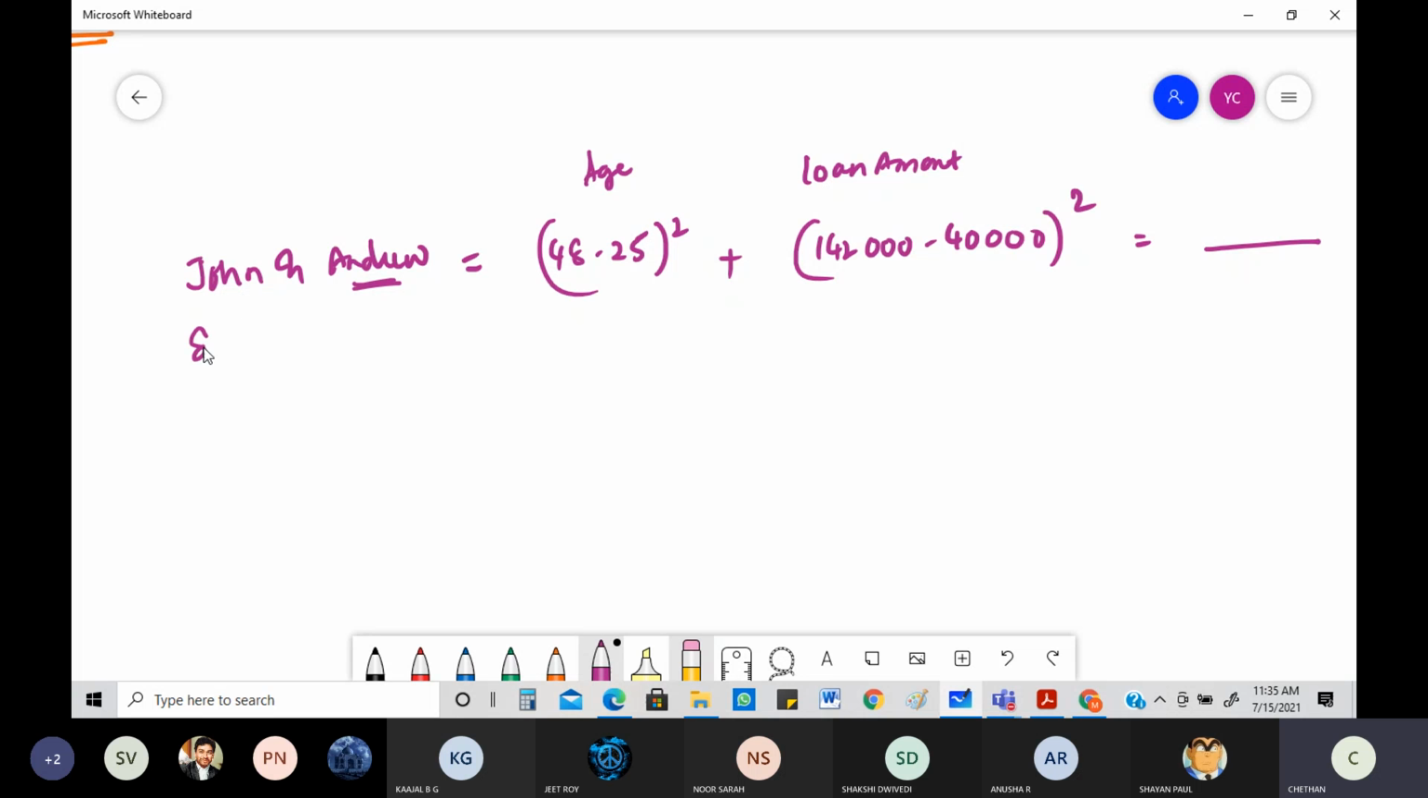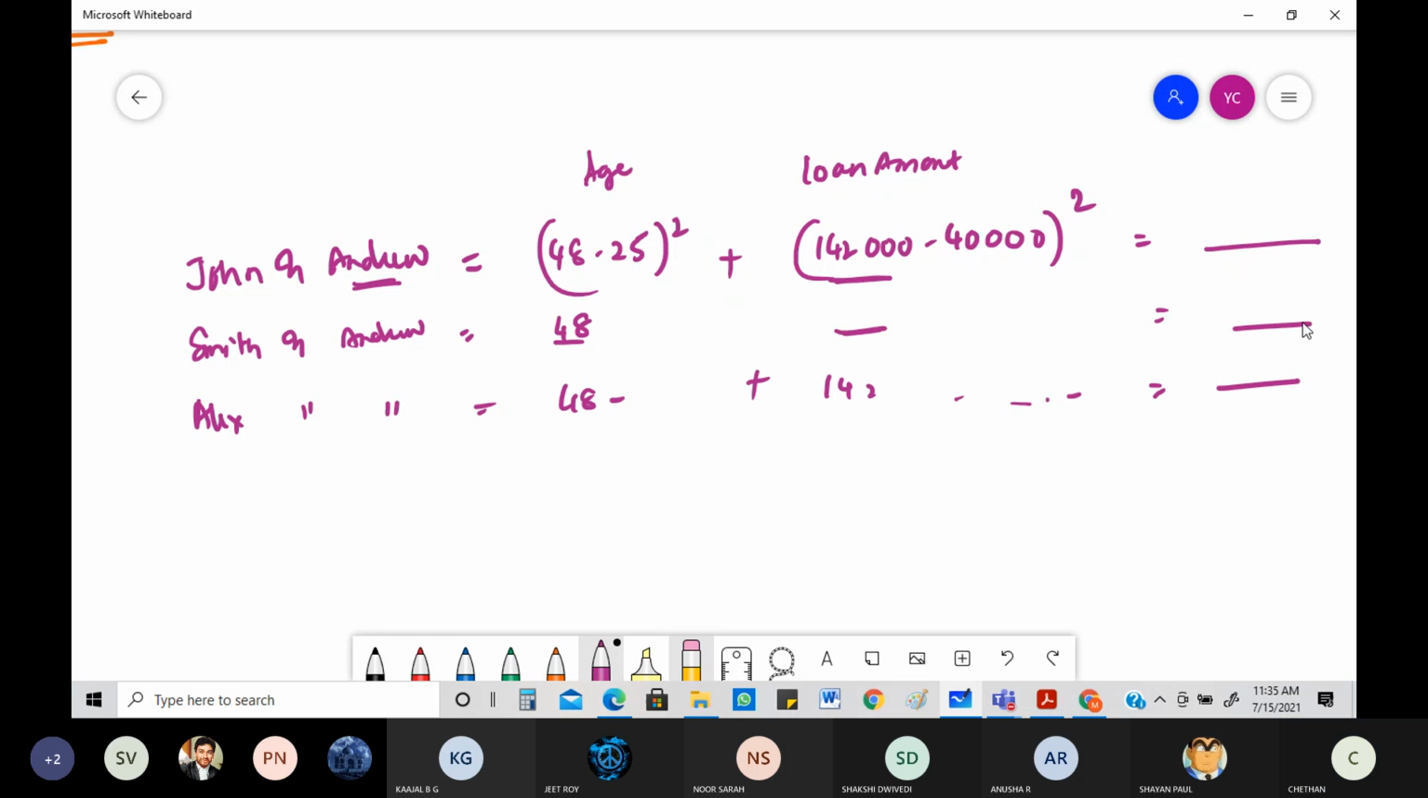So next one, who is it? Smith. You are going to compare that again with Andrew. So what is the value that is going to be unchanged? The 48 is going to come again, and this 142 is going to come again. Next, who's the next person? Alex. So Alex and again Andrew. So same 48 minus whatever the value of Smith, plus same 142 minus whatever the value of your next person. Then you get a value like this for each and every person.